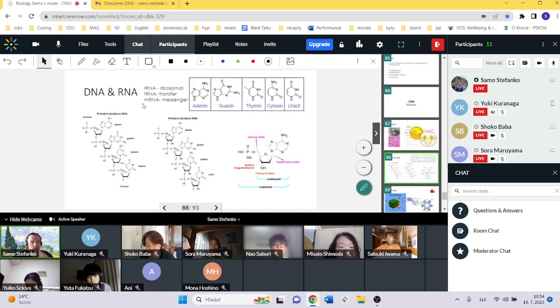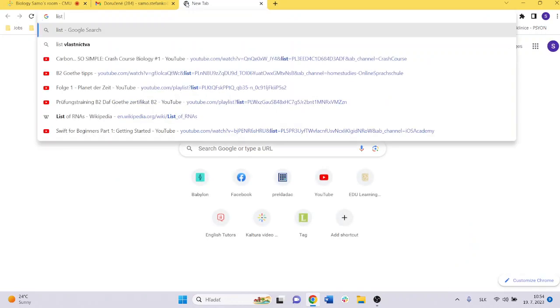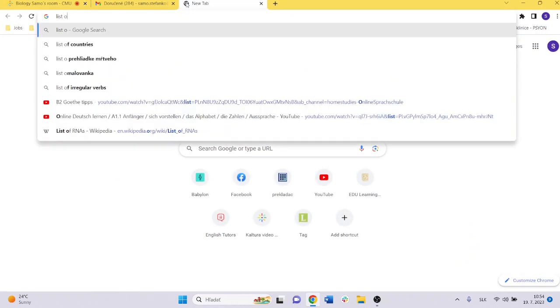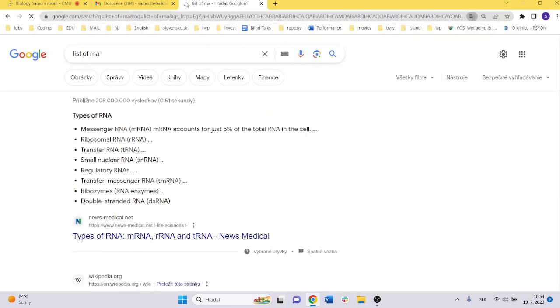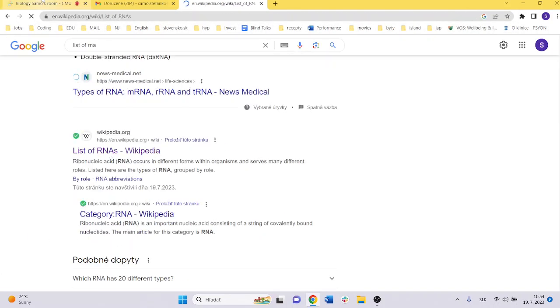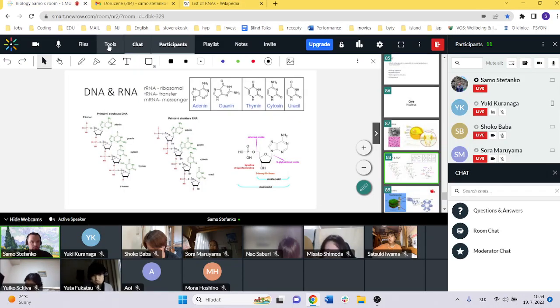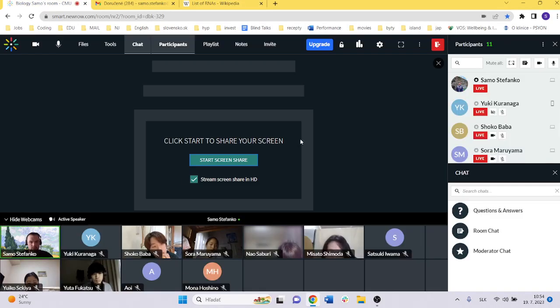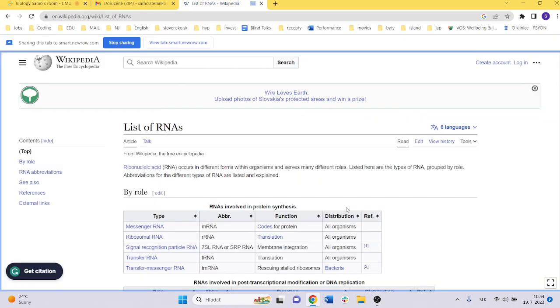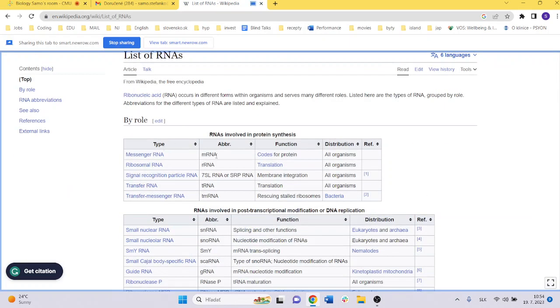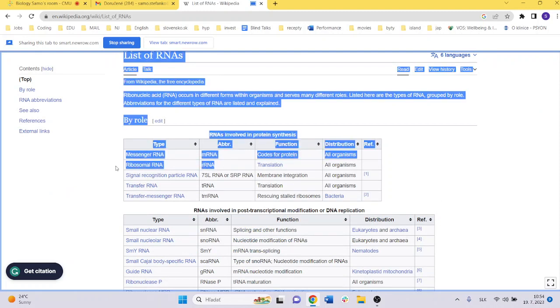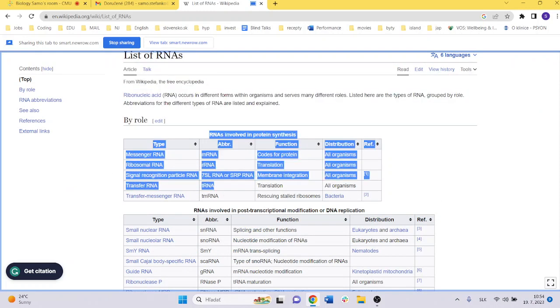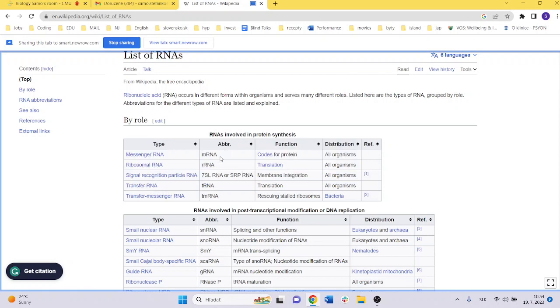Okay, so those three types of RNAs we have to already know: rRNA, tRNA, and mRNA. Those are just really the basic types of RNA. I will show you the list of RNAs currently known. We have to know really only a few. So as you see, mRNA, rRNA, and tRNA, transfer RNA. Only those three are relevant for us so far.